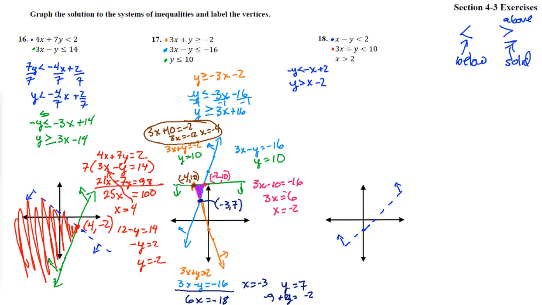3x plus y is less than 10. Solve for y. Subtract 3x from both sides, and we get y is less than negative 3x plus 10. So we're up here at positive 10, somewhere like that. And we're going to go down 3 over 1. And this is a dashed line as well.